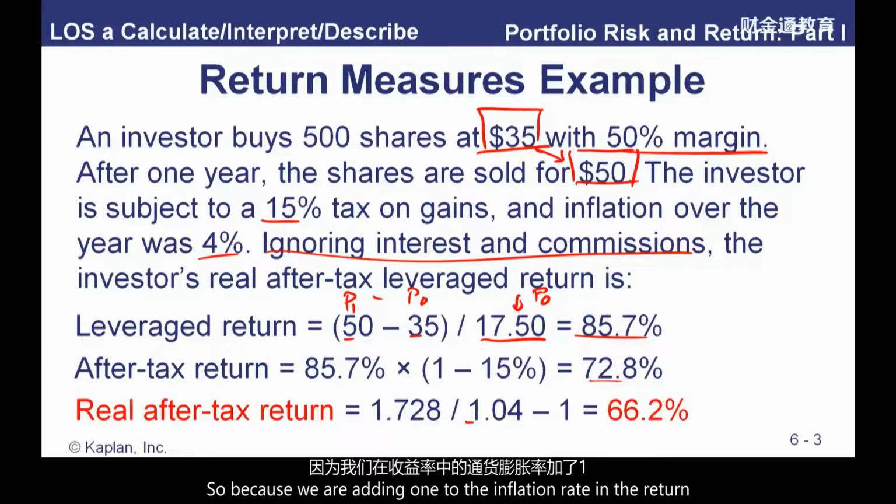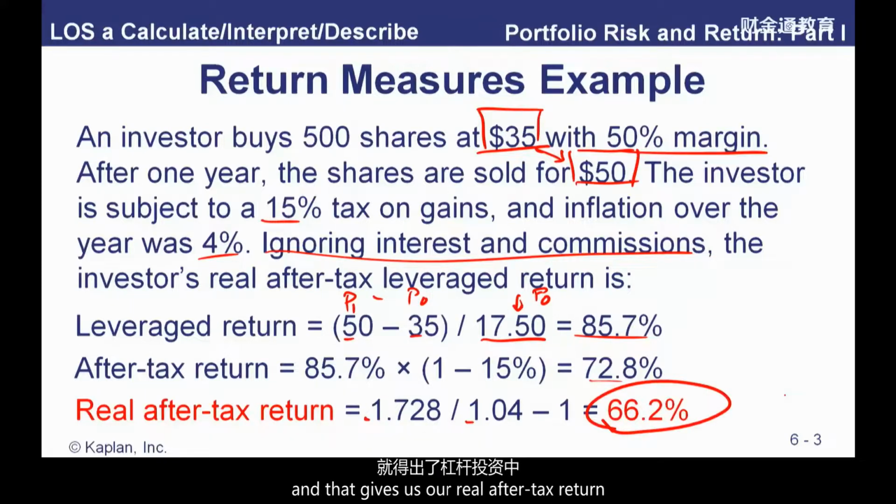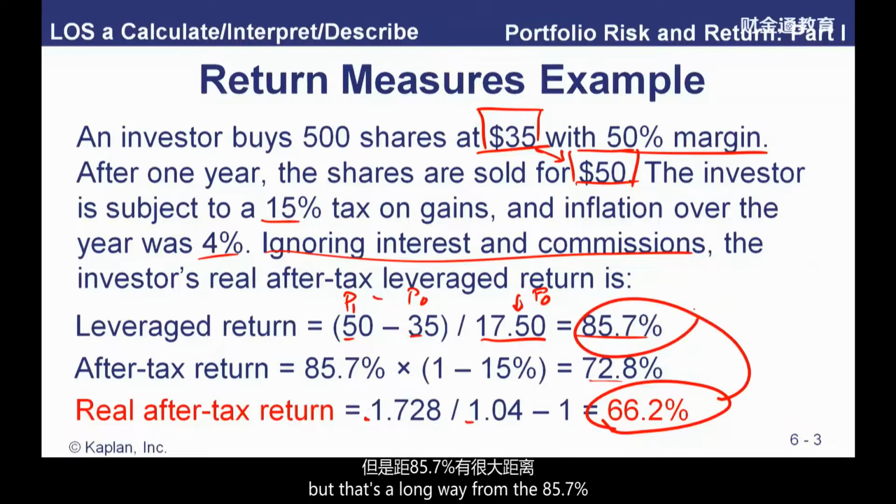Because we're adding 1 to the inflation rate and the return, that gives us our real after-tax return on our leveraged investment of still a very nice 66.2, but that's a long way from the 85.7% that we had before we accounted for inflation and the tax effects. All right. So anyway, this is a quick little example.